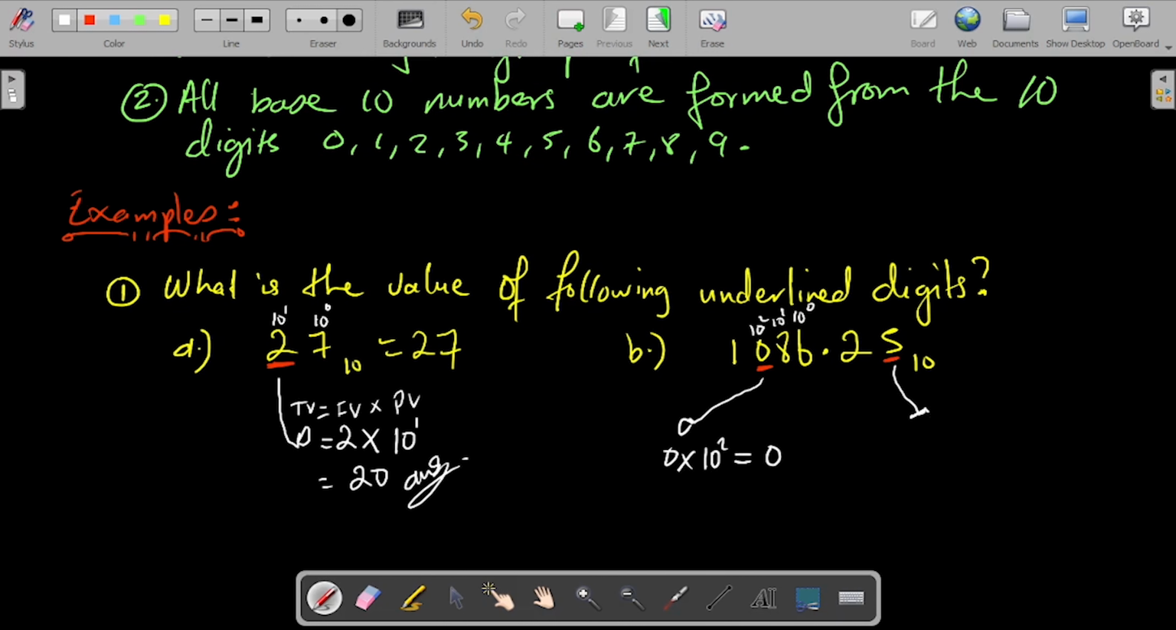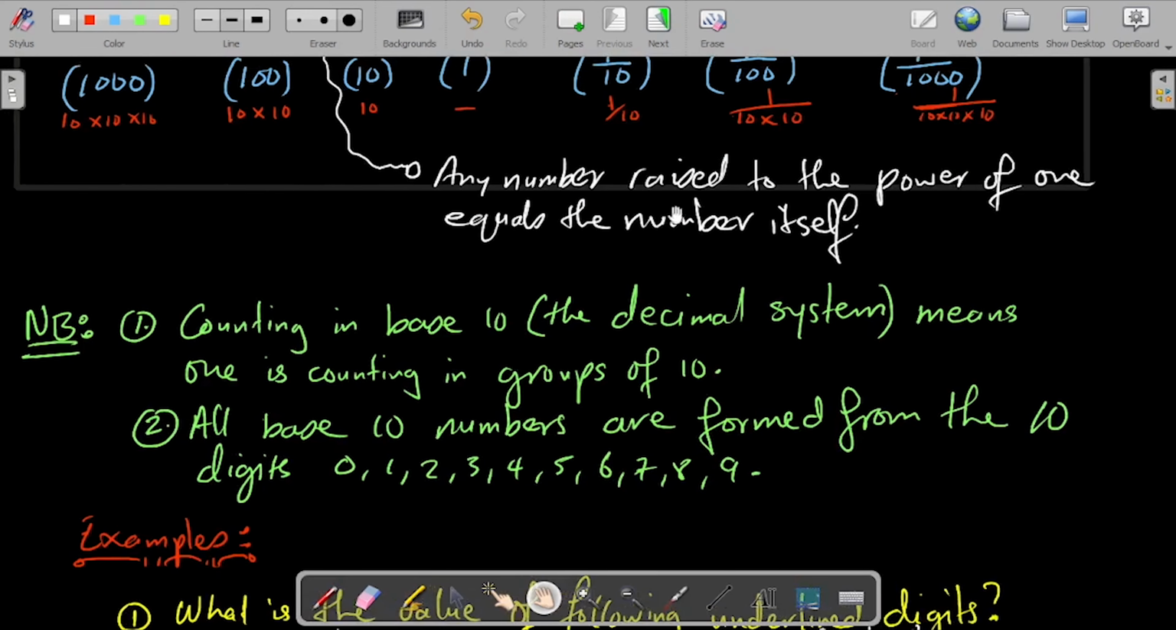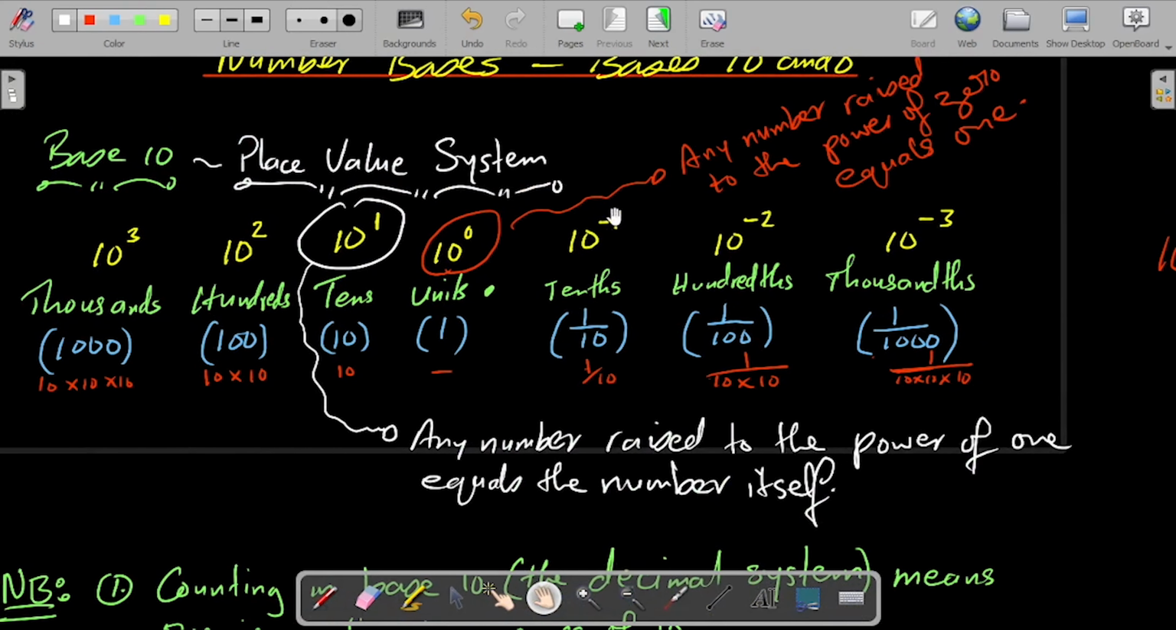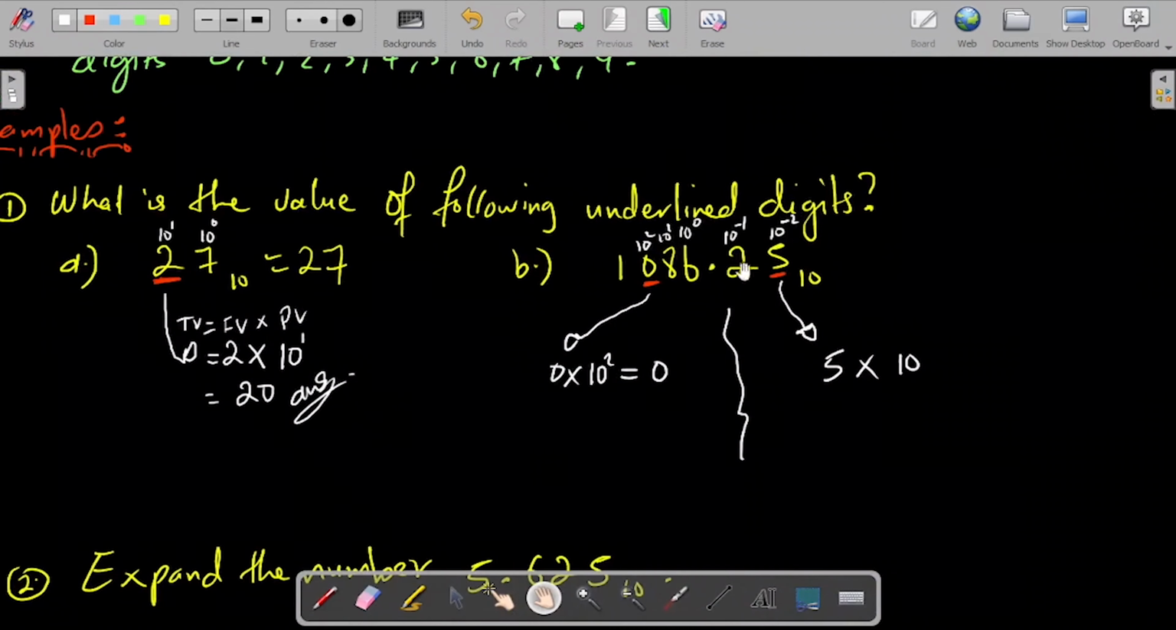The face value of the 5 is 5, so it's 5 times 10 to the power of, well, this is 10 to the power of negative 1 here, and this is 10 to the power of negative 2. Remember the designations from up here, right? The first decimal place is 10 to the power of negative 1, the second decimal place is 10 to the power of negative 2. So 10 to the power of negative 1, 10 to the power of negative 2.